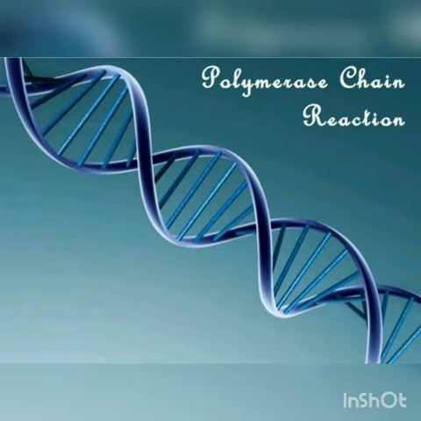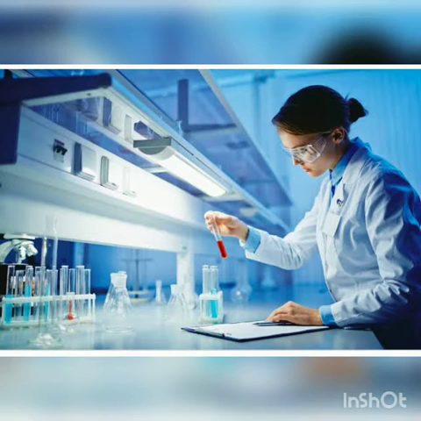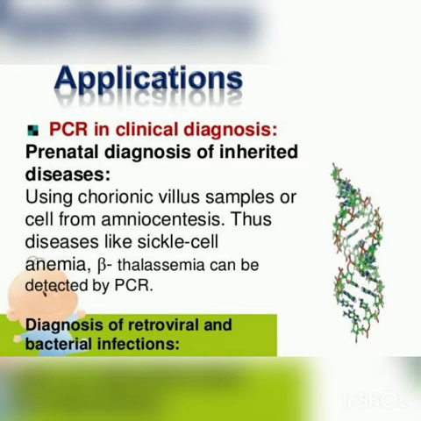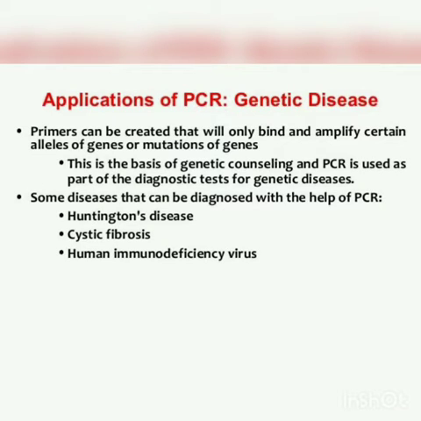DNA has a unique sequence that can be detected by PCR, often used on clinical specimens such as blood, stool, etc. PCR is also employed in the prenatal diagnosis of inherited disease by using chorionic villus samples or cells from amniocentesis. Diseases like sickle cell anemia, beta thalassemia, and phenylketonuria. These are some of the hereditary diseases that can be detected with the help of PCR.